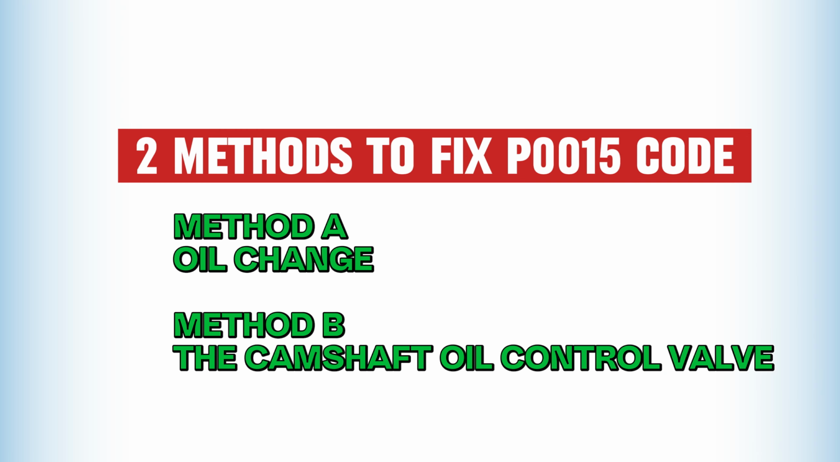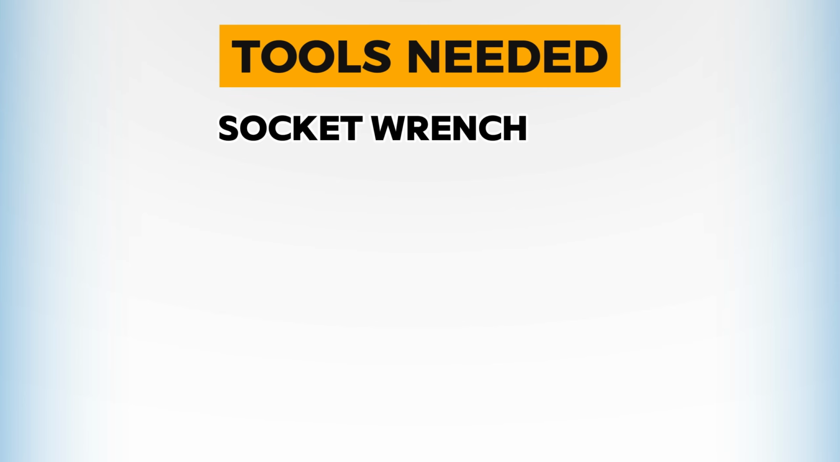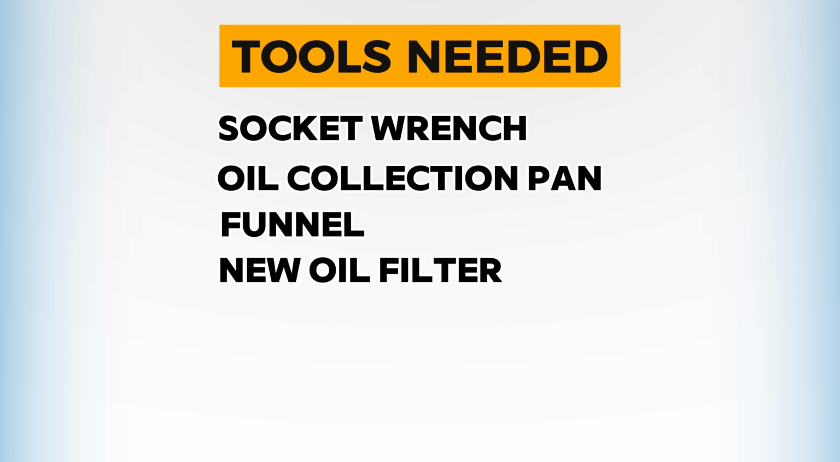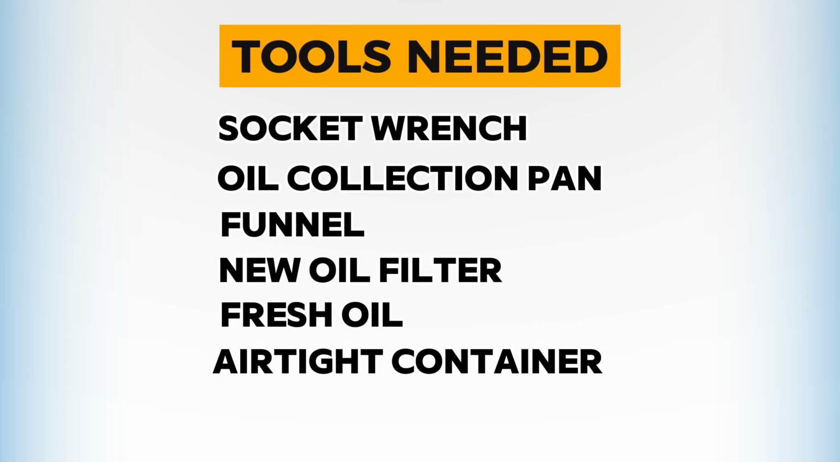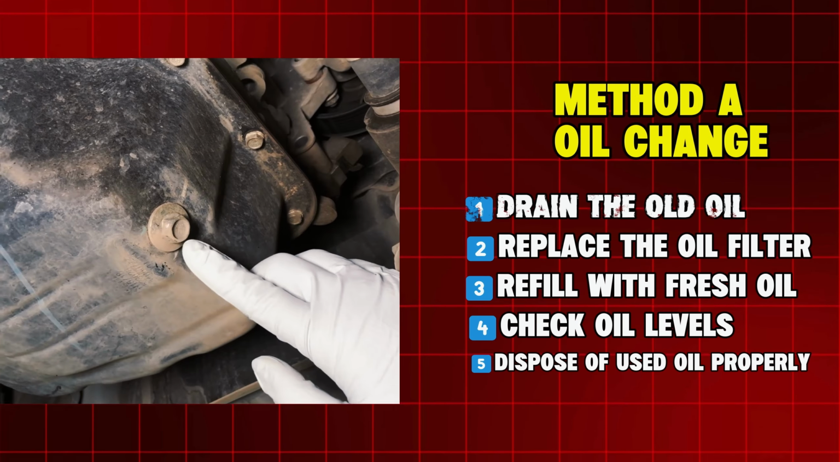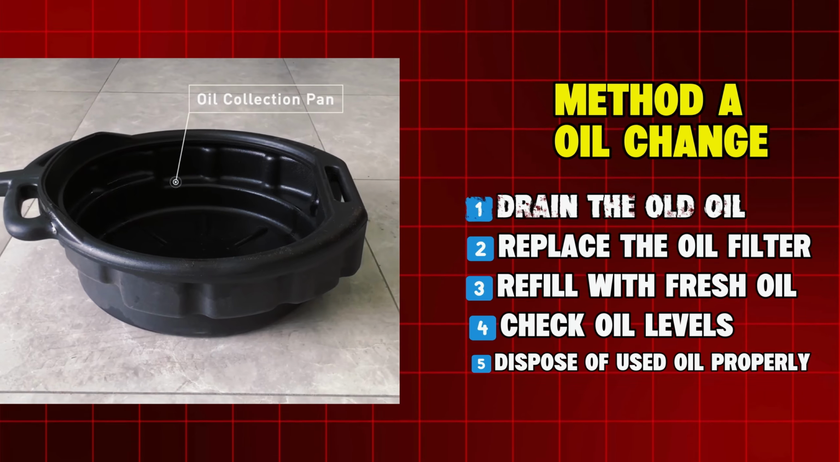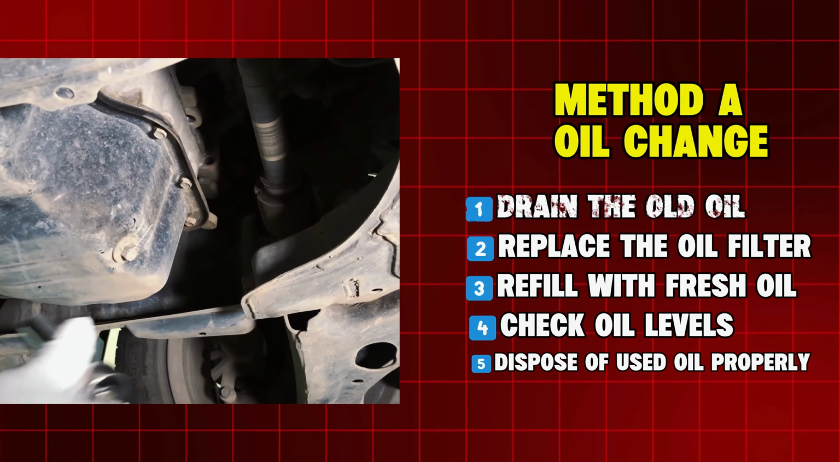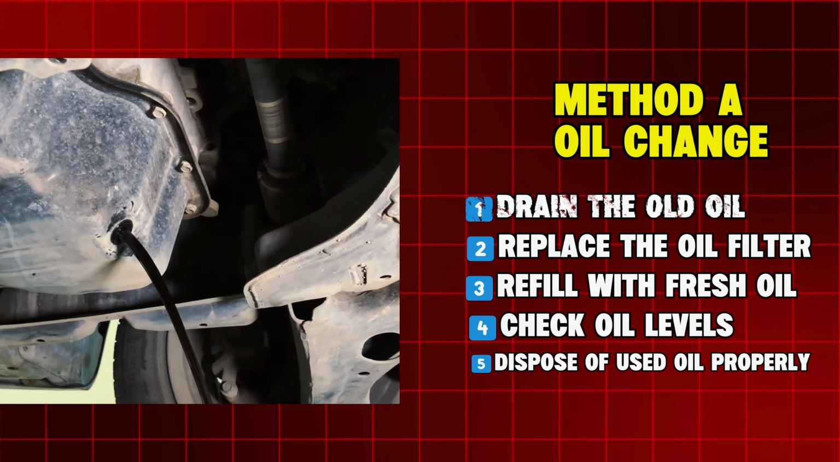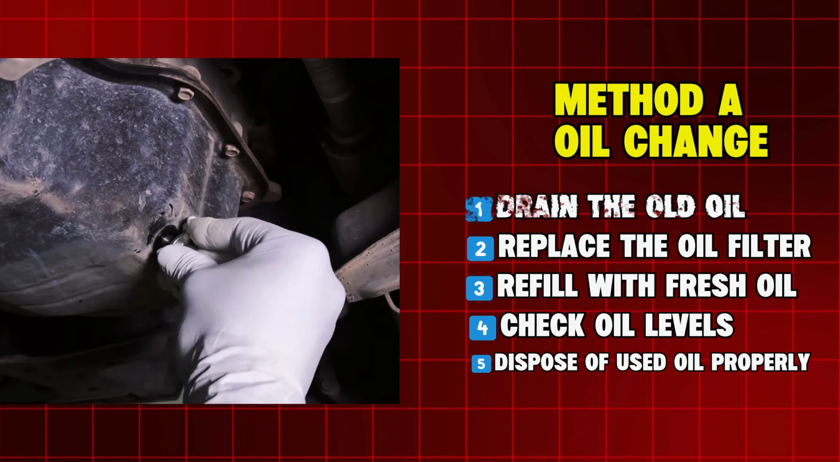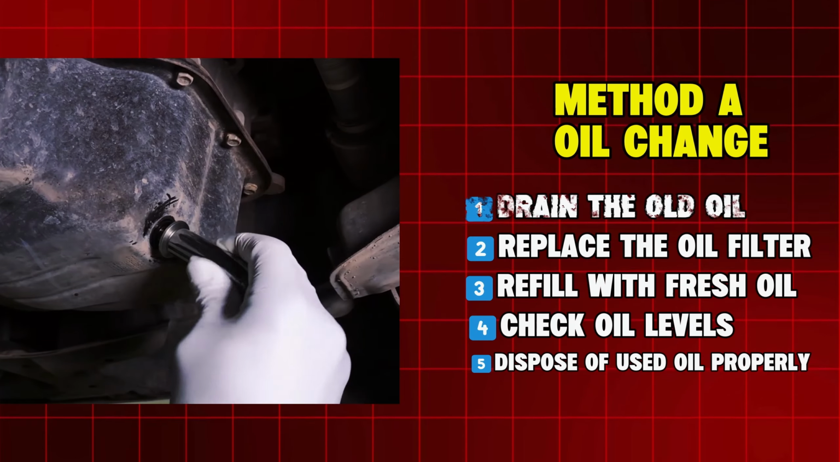Here are simple methods to fix P0015 code. Method A: oil change. Tools needed: socket wrench, oil collection pan, funnel, new oil filter, fresh oil, airtight container. Locate the oil drain plug underneath your vehicle and place a collection pan beneath it. Use a socket wrench to remove the plug, allowing the oil to drain completely. Once drained, reinstall and tighten the drain plug securely.